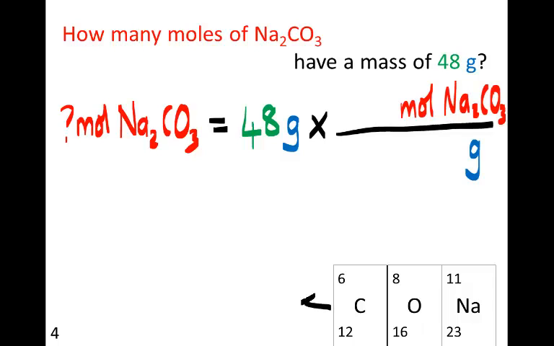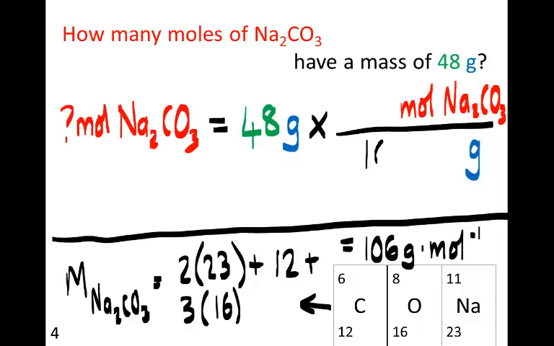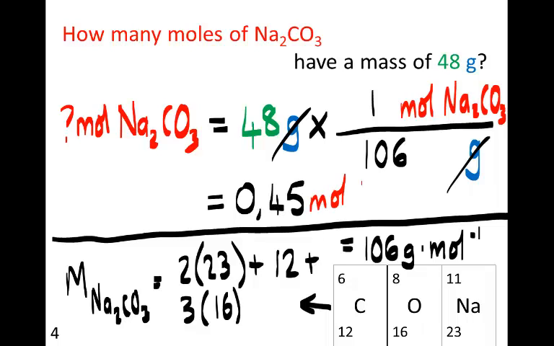We know that the molar mass of sodium carbonate is 2 times 23 plus 12 plus 3 times 16. 46 plus 12 plus 48 gives 106 grams per mole. 106 grams is the mass of 1 mole of sodium carbonate. Grams cancel, we're left with moles sodium carbonate. 48 divided by 106 is 0,45 moles of sodium carbonate.